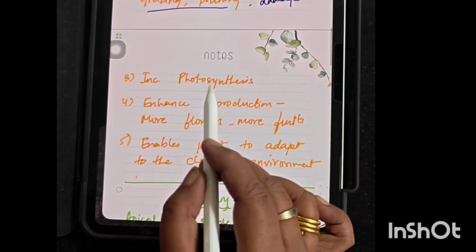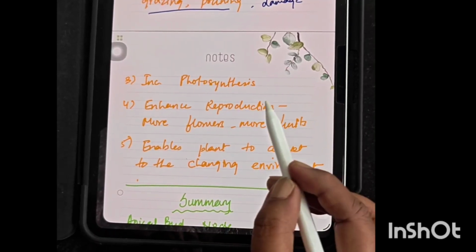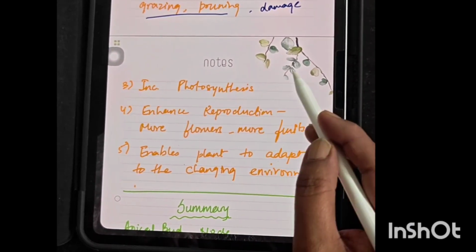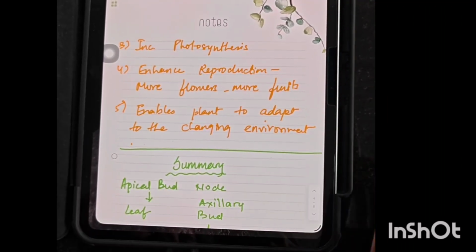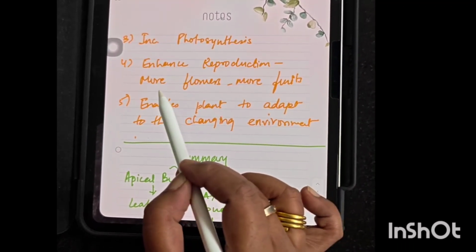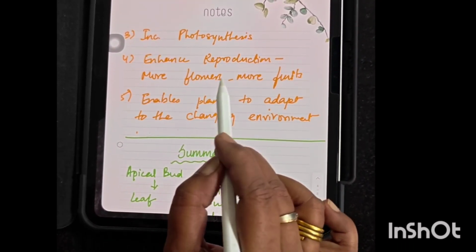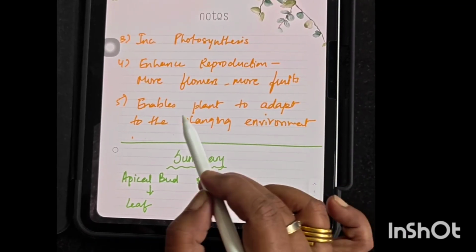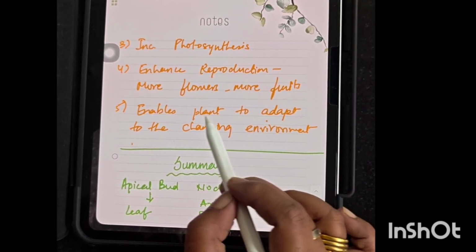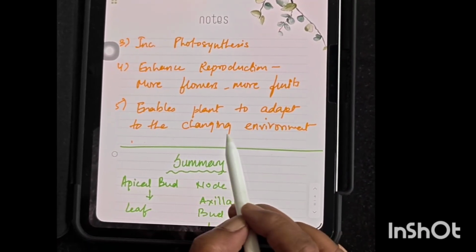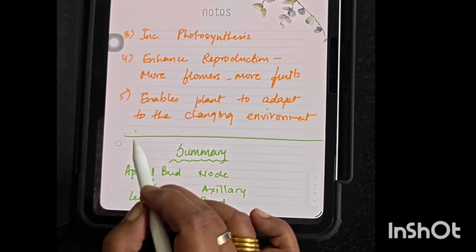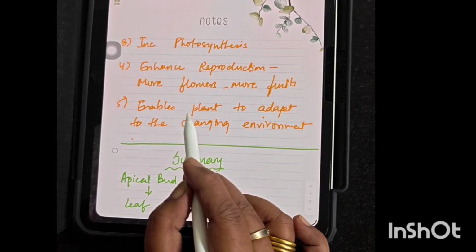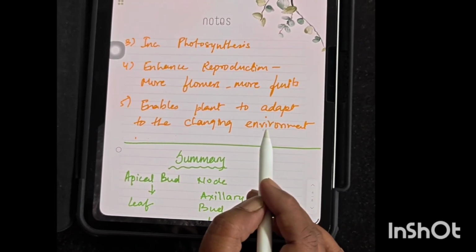Next is increase in photosynthesis. It is logical: the more the number of leaves, the more the photosynthesis. And the more the leaves, the bigger the plant, and it enhances reproduction. More flowers, more fruits, and so everything goes on. And the last is that it enables the plant to adapt to the changing environment.